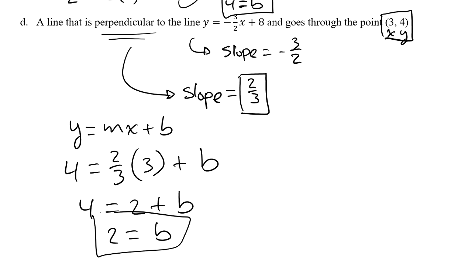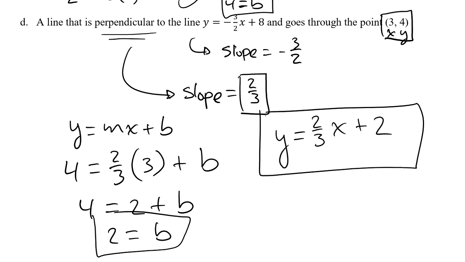So I can see now I have both parameters. I know the slope and the y-intercept, so I can write the equation of the line. It is y equals 2/3 times x, and then plus, not b, I just found it. B is 2. So y equals 2/3 x, and then plus 2.